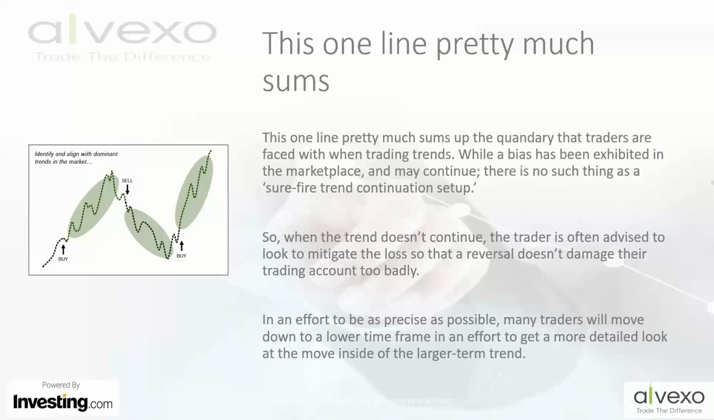This one line pretty much sums up the quandary that traders face when trading trends. While a bias has been exhibited in the marketplace and may continue, there is no such thing as a surefire trend continuation setup. So when the trend doesn't continue, the trader is often advised to mitigate the loss and get out of the market.